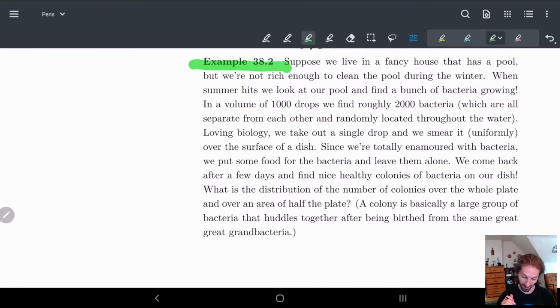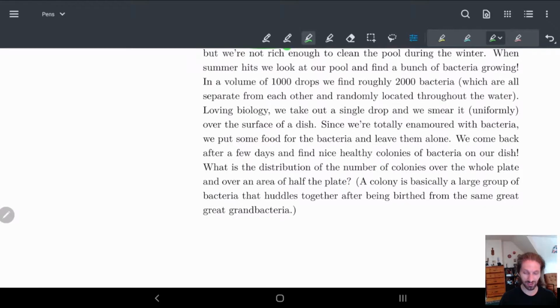Anyway, basically, when summer hits, you go to look at the pool and there's bacteria growing. Obviously, you haven't done anything for a whole winter. I don't know what happens with the water, but you left it there for a while and now there's bacteria. Point is, there's bacteria in the water. I don't actually know if this works in Canada.